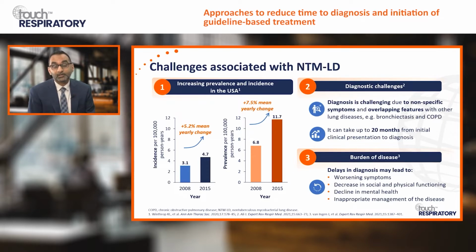With this, there are a number of diagnostic challenges associated with NTM lung disease. We know that the symptoms are nonspecific, and there could be overlapping features with other lung diseases, such as bronchiectasis and COPD. The time to diagnose NTM lung disease can be months, up to 20 months. And delays in diagnosis can lead to worsening symptoms, a decrease in social and physical functioning, a decline in mental health, and inappropriate management of the disease.